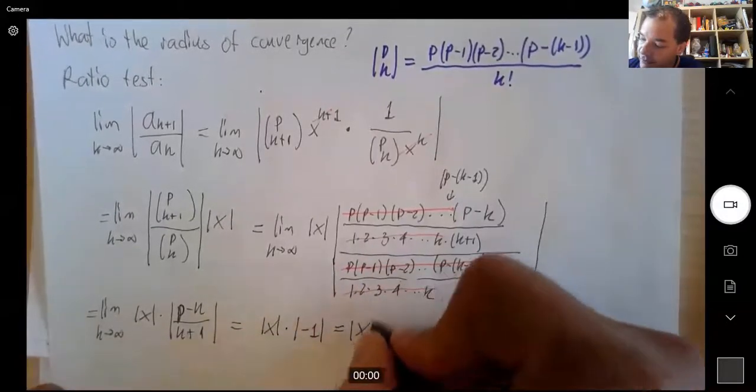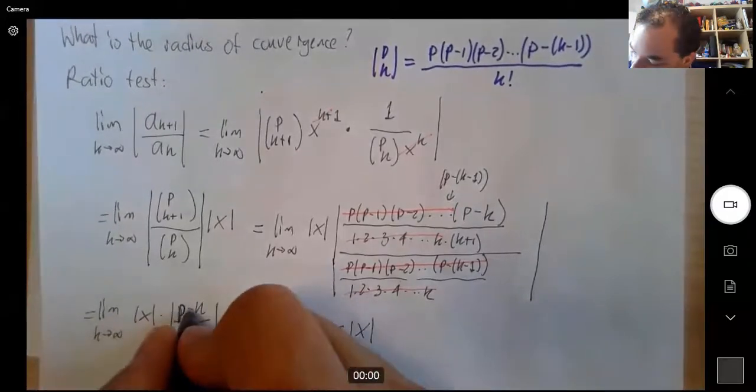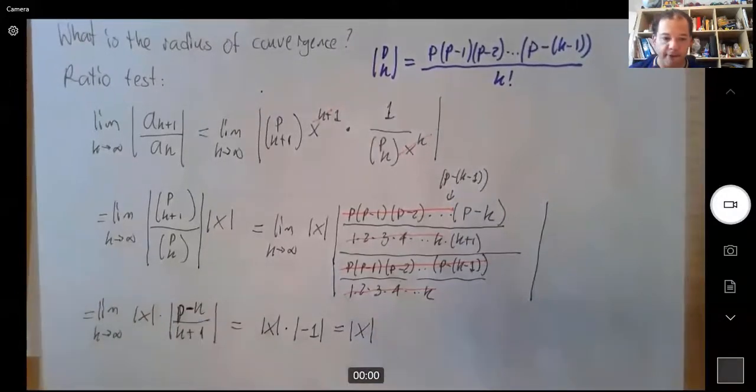So this is just x. All right? Not x times p, just x, right? So it's p minus k. The coefficient is not the p, it is the coefficient -1.